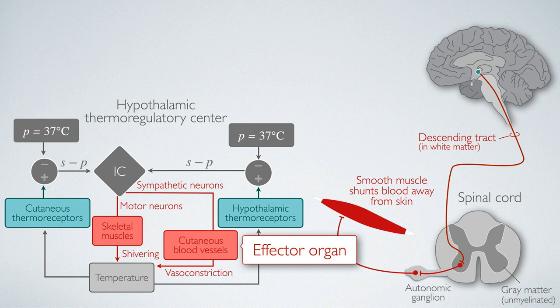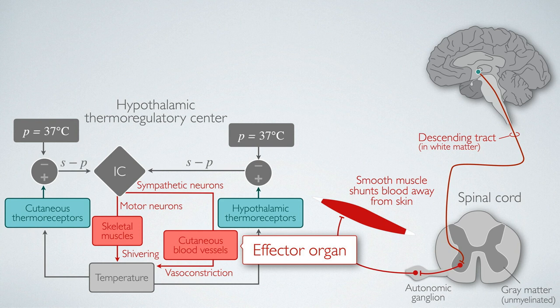In contrast, this sympathetic neurons pathway causes something to occur that you're not generally aware of, which is the vasoconstriction of blood vessels to the skin that shunts blood towards the interior of your body. Okay, that's a good idea when you're cold.